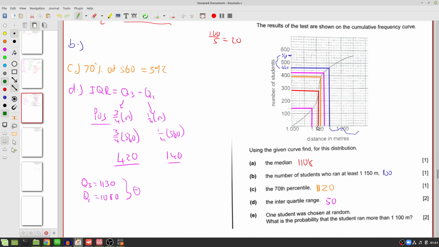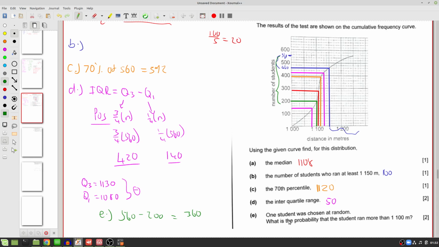So we go from 1,100, measure straight up until we reach this line, and then straight left. That's an easy one to read off. That's 200. Now more than this is the difference between the 560 and the 200. Let me write down question E. 560 students minus 200 students gives us 360 students.